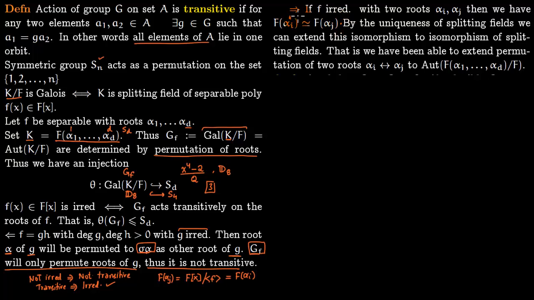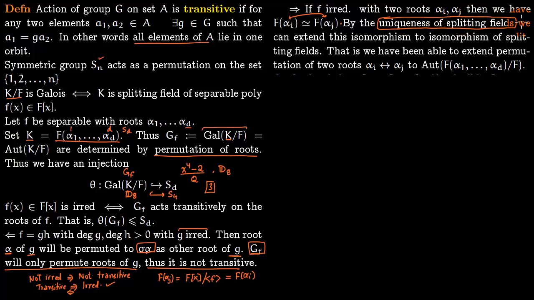So this isomorphism comes from permuting these roots because the coefficients are exactly the same. Now we want to extend this permutation all the way to the Galois group, so that we can say that irreducibility implies transitivity. This is the direction we want to show. You know that two roots can be permuted, and you want to extend it to all the roots. So first recall that we had proved this big result, uniqueness of splitting fields.